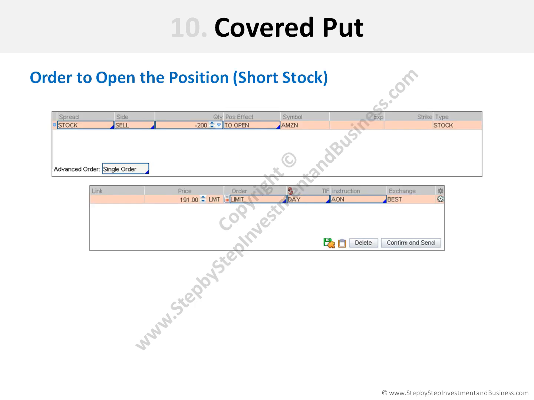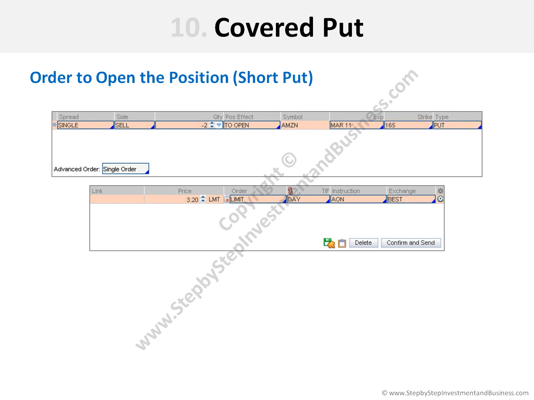Here we can see the order we must enter to open the short stock position. It consists of selling 200 shares of Amazon. In the side column, we select the action Sell to indicate the sale of shares, and in the Position Effect column, we select the option To Open to indicate that we want to open a new position. The entered price is $191, and the order type is Limit.